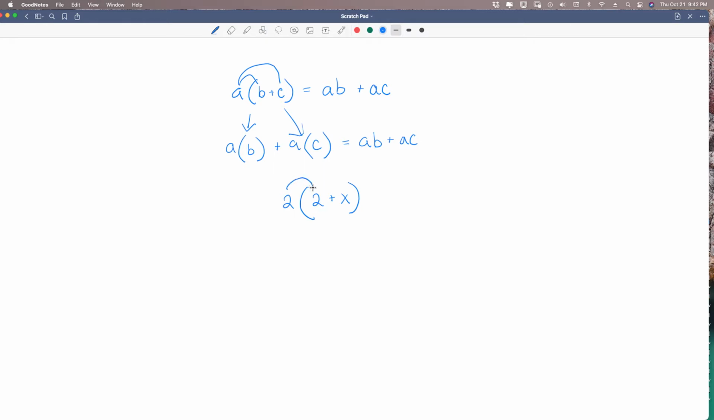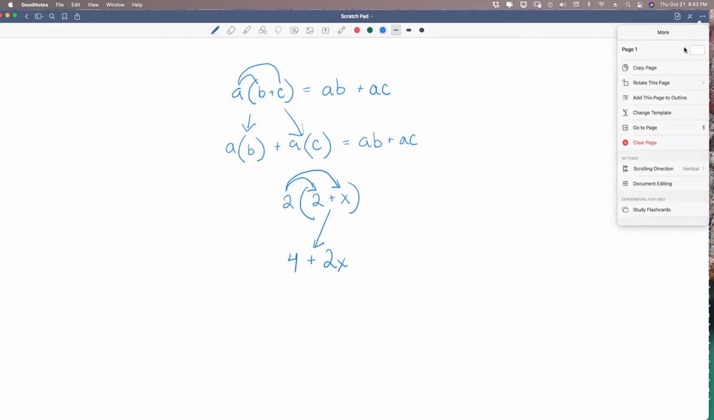So 2 times 2 would give us 4. We bring down our operator, and then we multiply again. 2 times x would give us 2x. Easy peasy. So we see how the distribution works. We remember how to do that. So let's move on to a little bit more difficult situation.